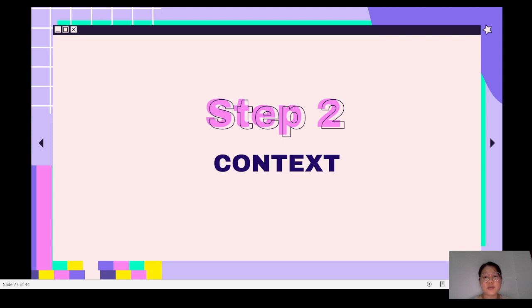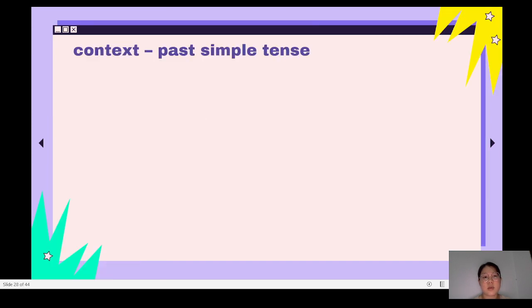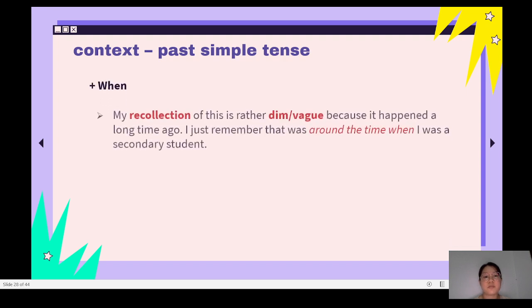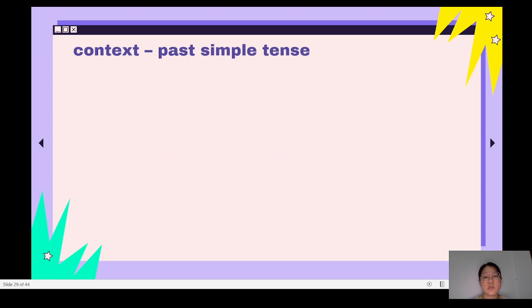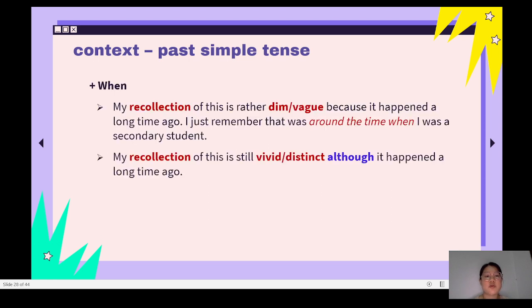And then we move to step two, creating the content of the story. Because this is a past event, you must use the past simple tense. Oh, sorry. First of all, you should mention the time when this occurred. You can see my two samples.